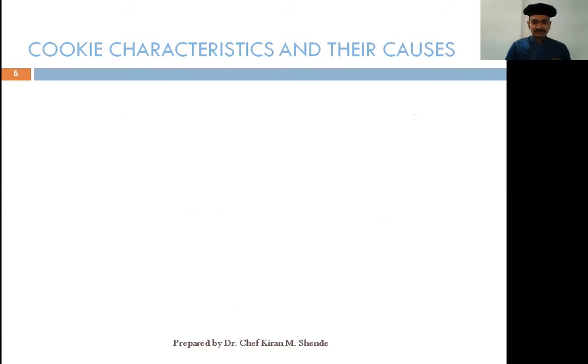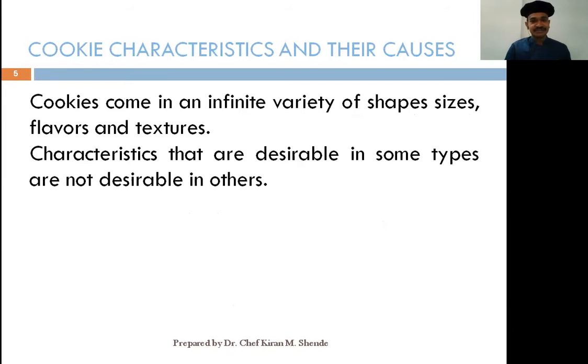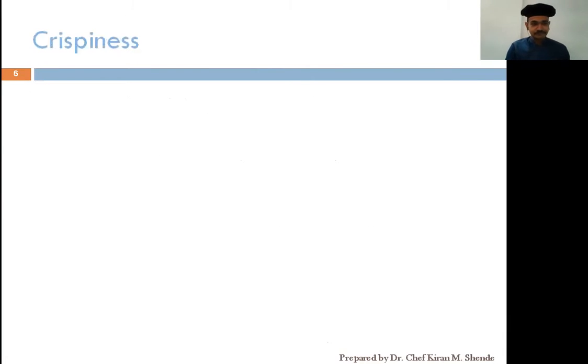Let us begin with objective number 2 for the session, the characteristics of a cookie. Cookies come in an infinite variety of shapes, sizes, colors, textures. Characteristics that are desirable in some types may not be desirable in others. So be it, for example, some cookies are soft, some cookies are chewy, some cookies are gooey, some cookies spread so much during baking. So all these are various characteristics. Every cookie differs one from the other.